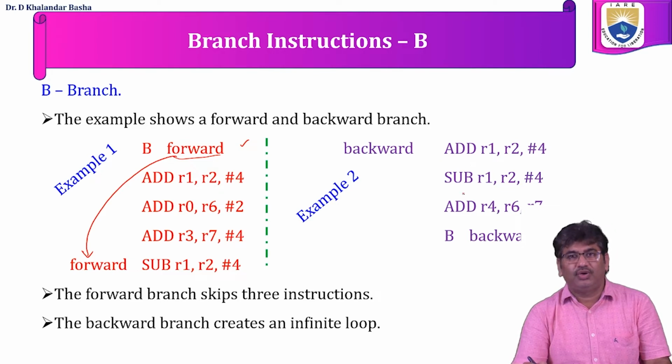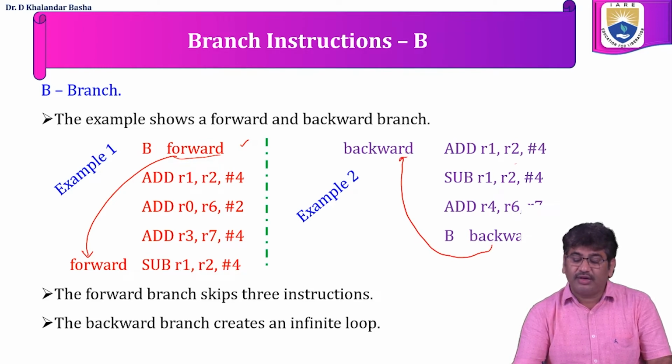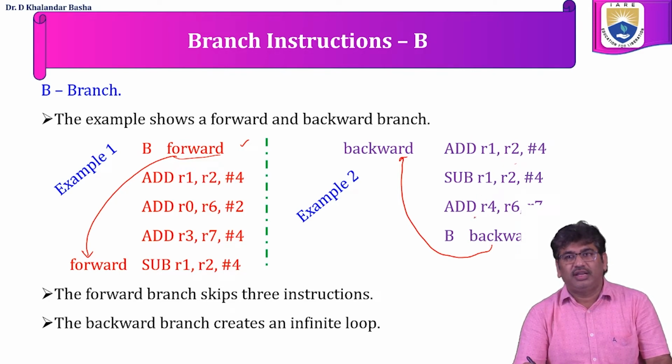Coming to example 2, backward is a label. An ADD instruction followed by a subtraction, again an ADD instruction, then B backward. The order of execution is: first ADD R1, R2, #4, followed by SUB R1, R2, #4, followed by ADD R4, R6, R7. Once the branch instruction is encountered, the control will be transferred to the specified label, backward. So again it will start executing the ADD, SUB and ADD instructions.